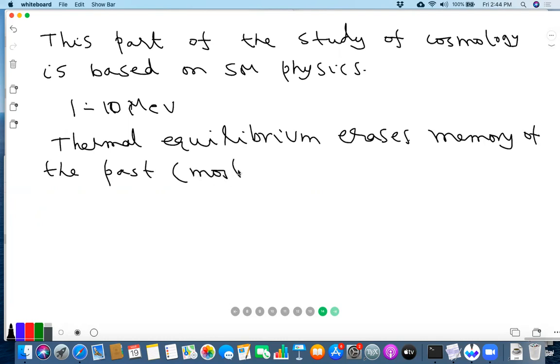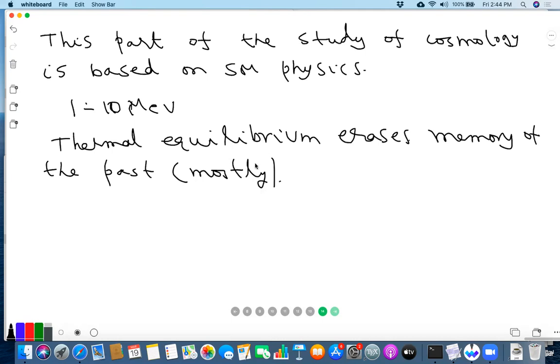Mostly. And this is the reason why we didn't have to start at 100 GeV and follow the history of the universe, because once you assume thermal equilibrium, then most of that information is gone anyway. However, we also have seen that thermal equilibrium cannot give us everything.